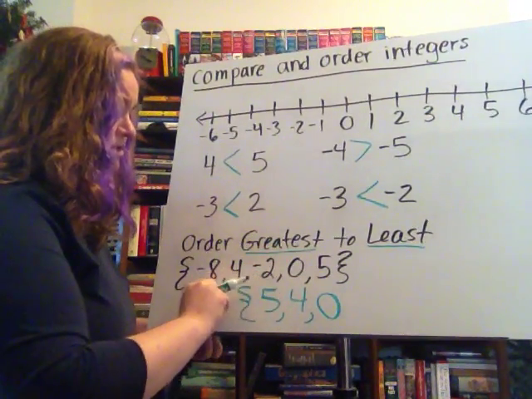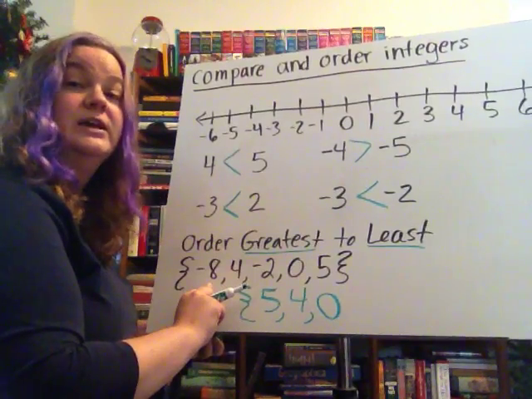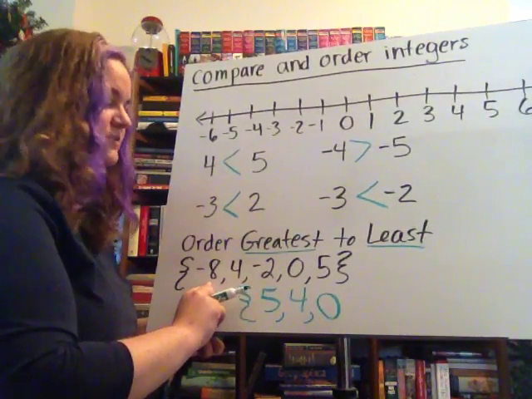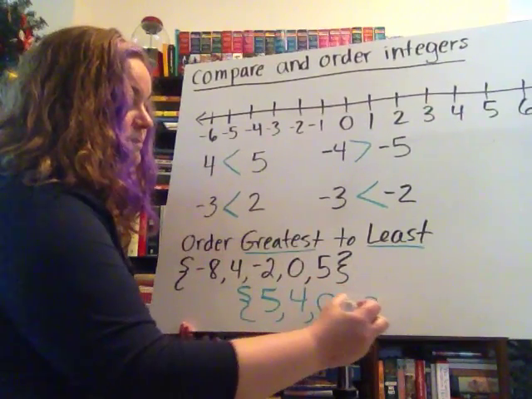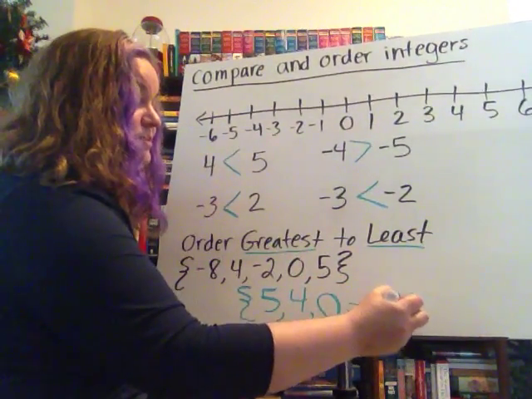And then when I look at the two negatives, between negative 2 and negative 8, remember they work the opposite way of positive numbers. So negative 2 is greater than negative 8. So it would be next, and I would end with negative 8.